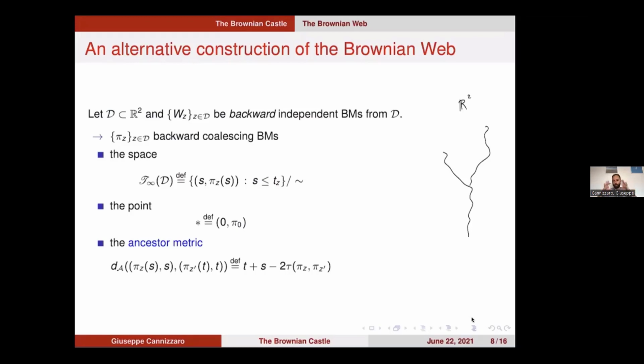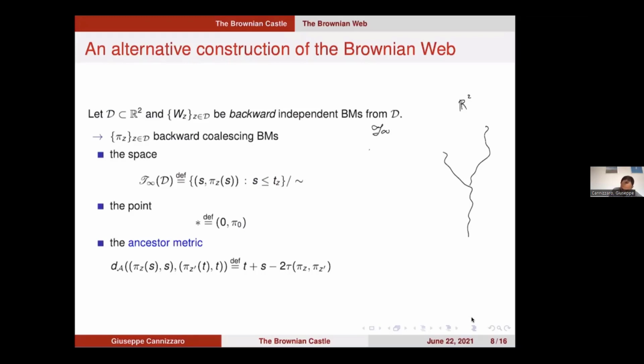Now we want to take this picture and encode it abstractly in a space which necessarily needs to have a tree structure. In particular, we introduce placeholders which keep track of what path I'm looking at and somehow keep track of the time. This space tau infinity is going to have this shape. So it's simply a long line.